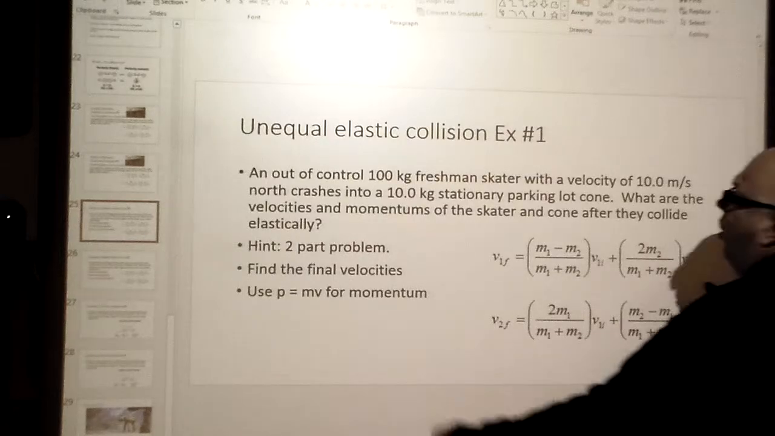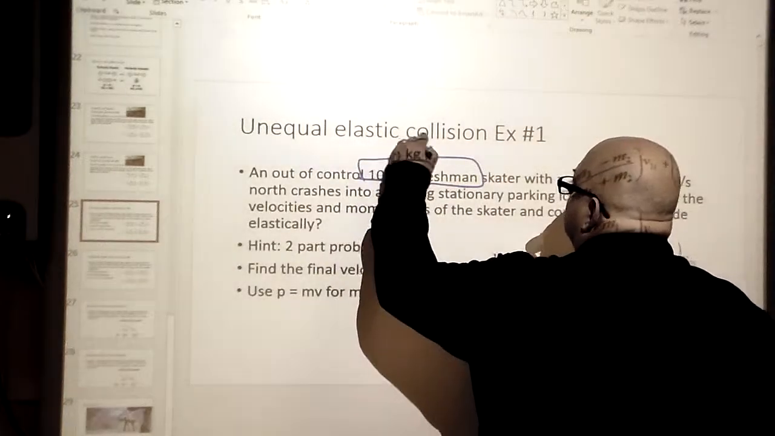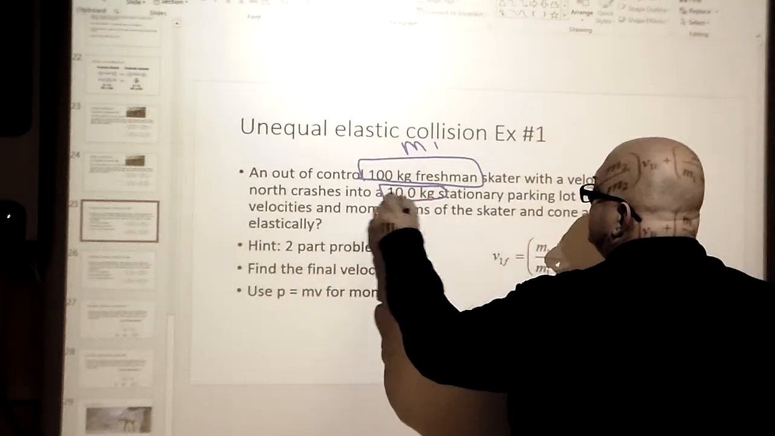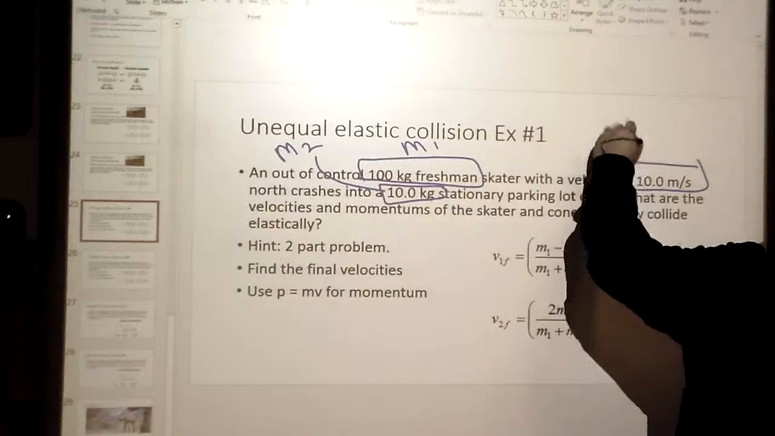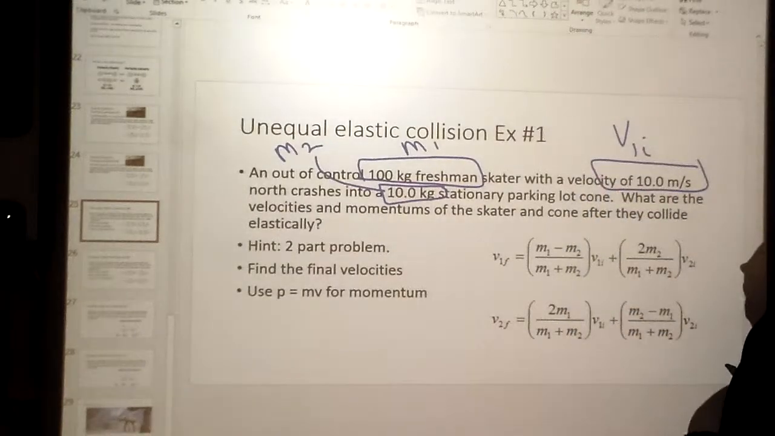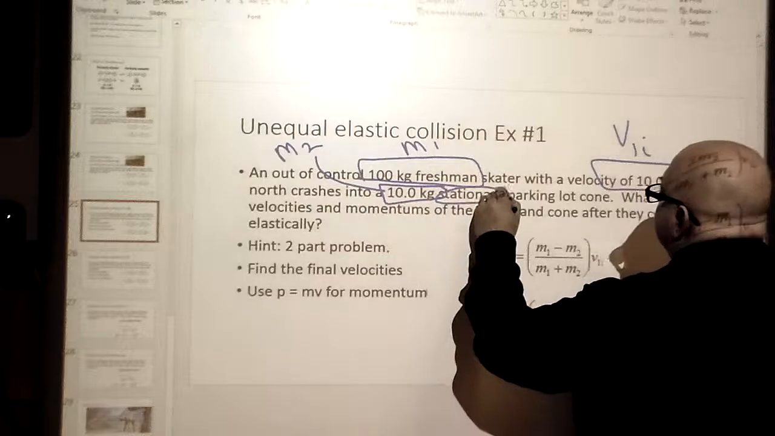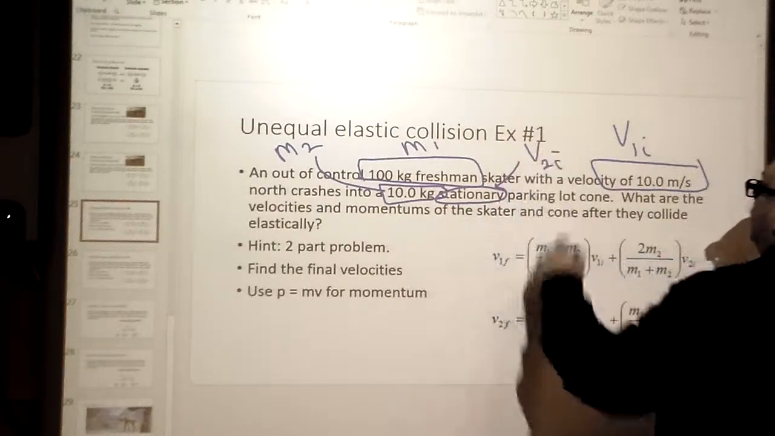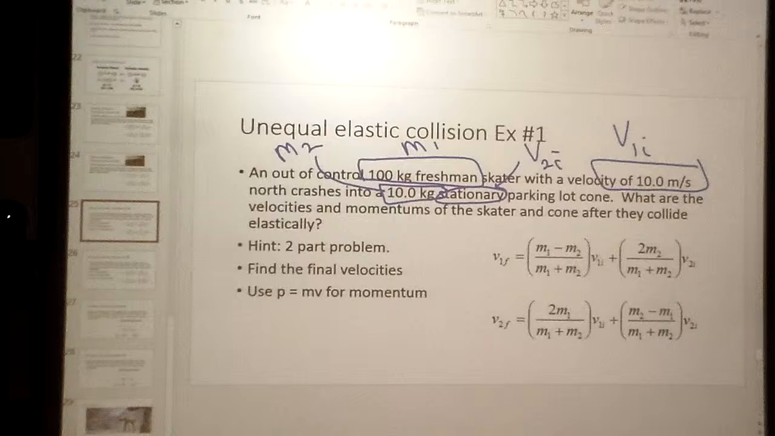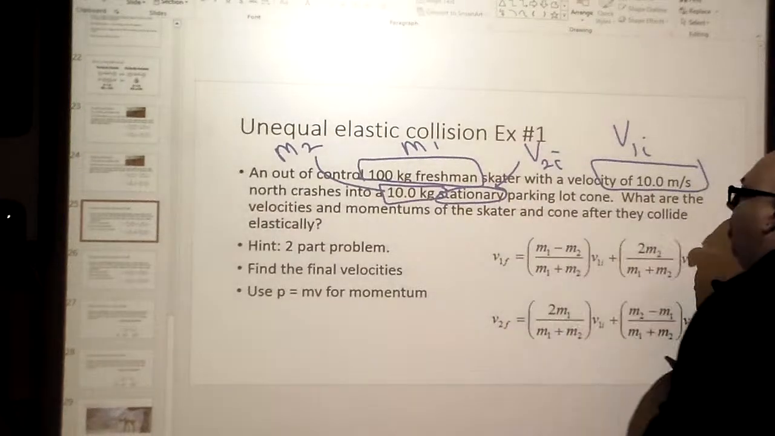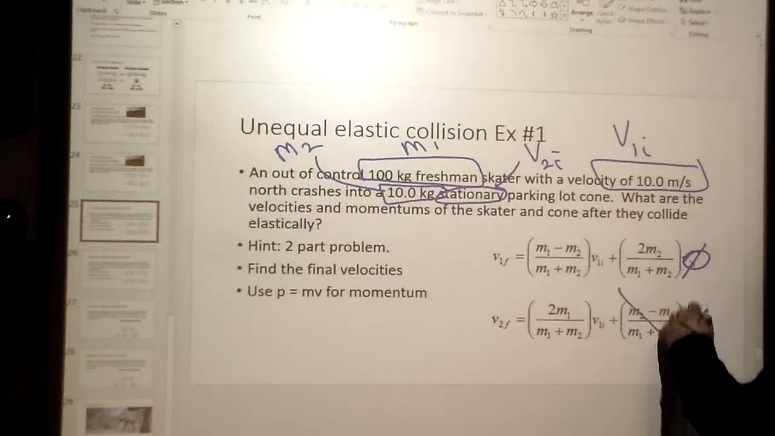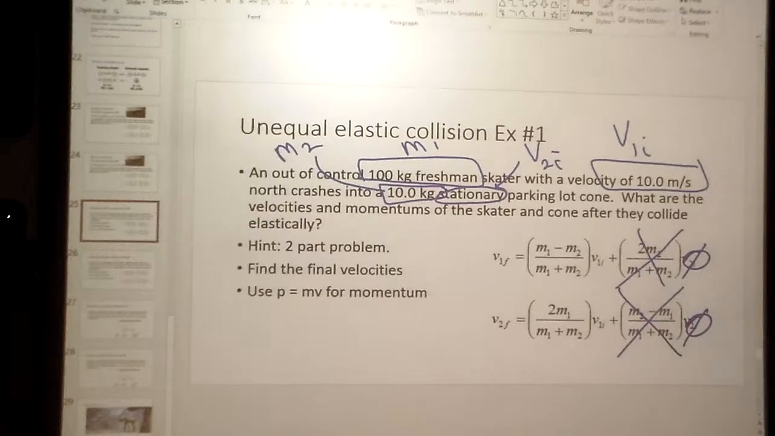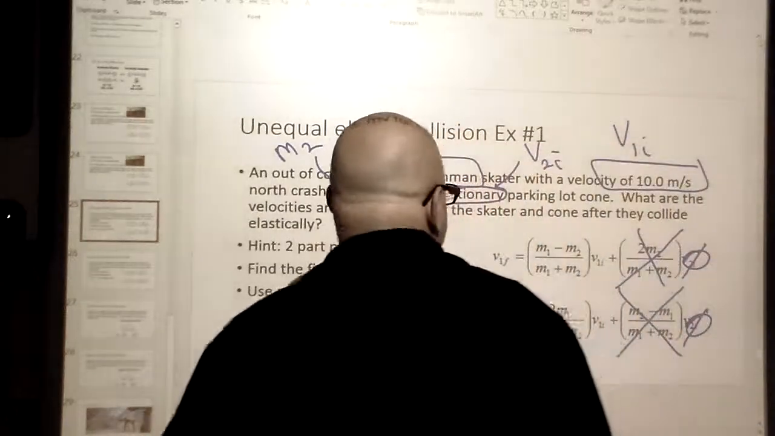Okay, so what do I know? I know that this is mass 1. This is mass 2. This is initial velocity of 1. And this happens to be the initial velocity of 2. So now I already have my pieces here, ready to go. And oh look, that stationary parking lot cone, it's not moving. See where the zeros go into our formula? So I can eliminate this, I can eliminate this. Wow, I just saved myself a bunch of work.